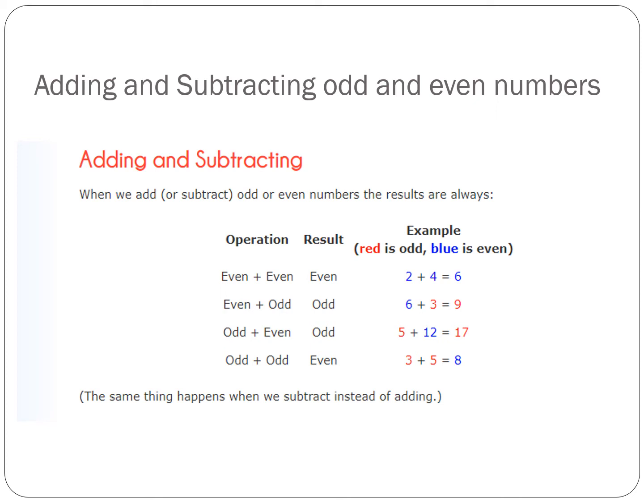If we take an odd number and add an even number, the result will be odd. For example, 5 plus 12 equals 17. If we take an odd number and add another odd number, our result will be even. For example, 3 plus 5 equals 8. Now the same thing happens when we subtract instead of adding.